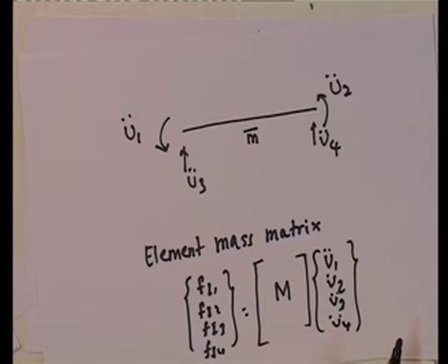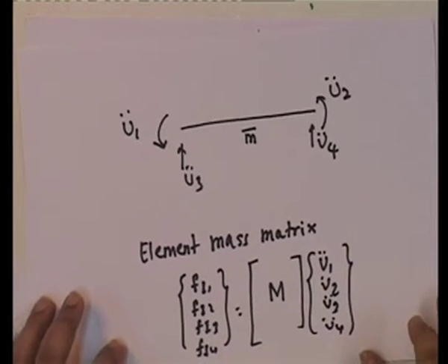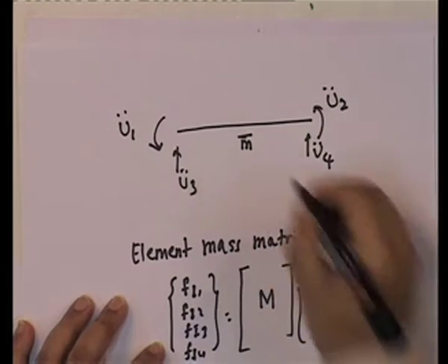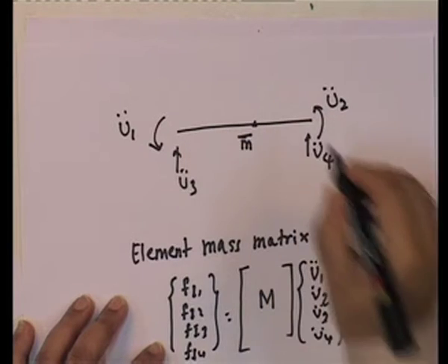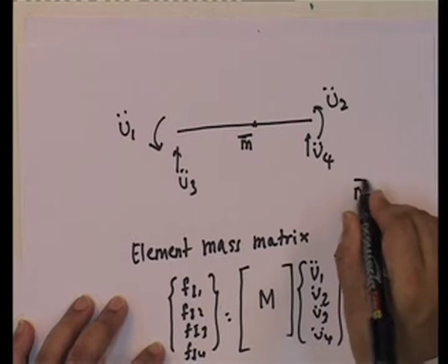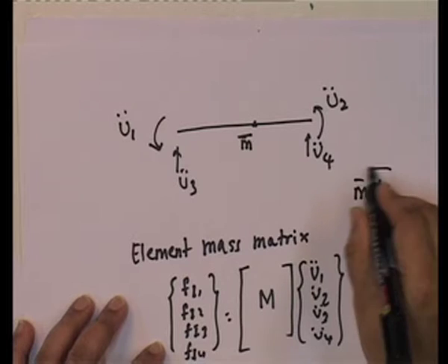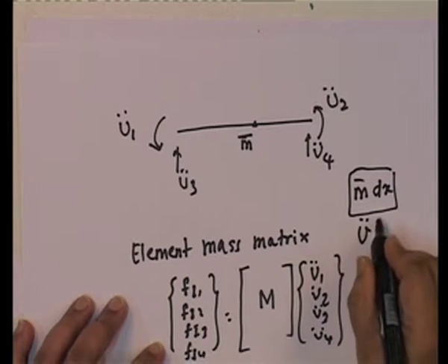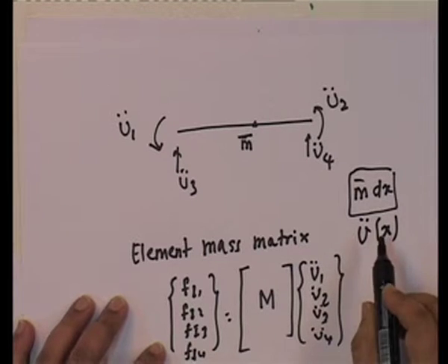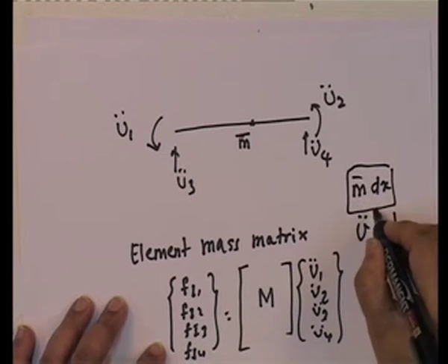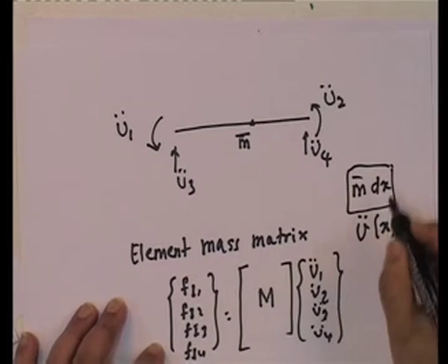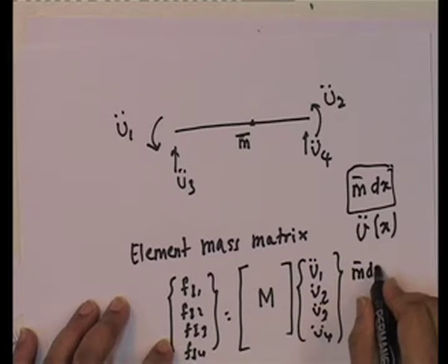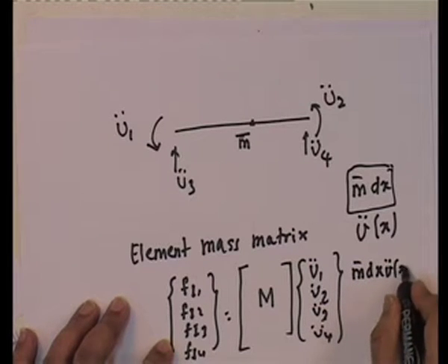Now the question then becomes, to find the element mass matrix, I have to look here, because I have m bar. If I take an elemental length at a distance x, the mass is m bar dx. I need to know what is V double dot x, because ultimately the inertial force at that infinitesimal level is nothing but m bar dx into V double dot x.